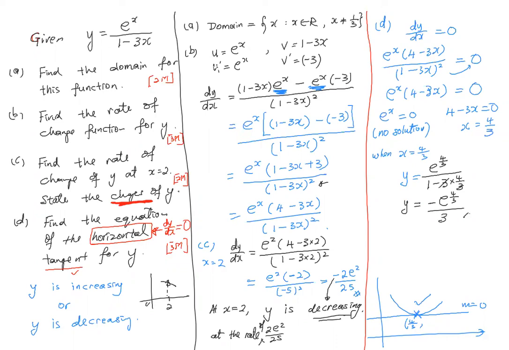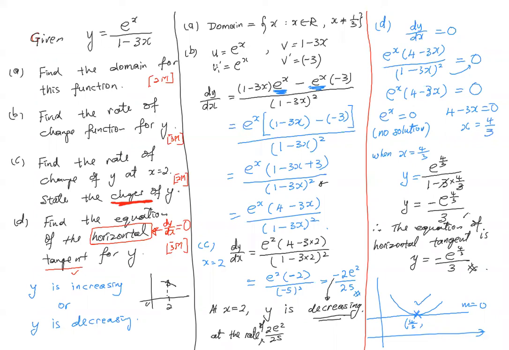Now, if it's a horizontal straight line, do I need to sub into y equal to mx plus c? The answer is no need. So the equation of horizontal tangent is y equal to negative e to the power of 4/3 divided by 3. That's it. So this question doesn't involve y equal to mx plus c.